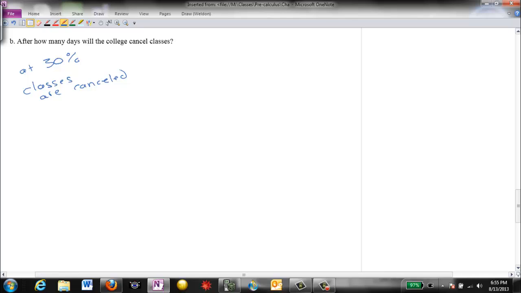Okay, so what we really need to know here is what is 30% of the population. So if you recall, we had 7,500 students on campus, and to find 30%, I just multiply by 0.3, and we find out that that is 2,250, right? So 2,250 students represents 30%. So now the question is, how long is it going to take to infect 2,250 students?